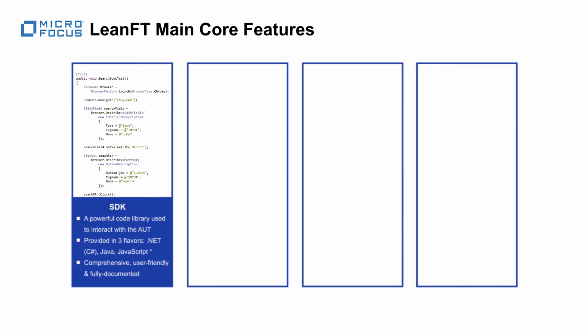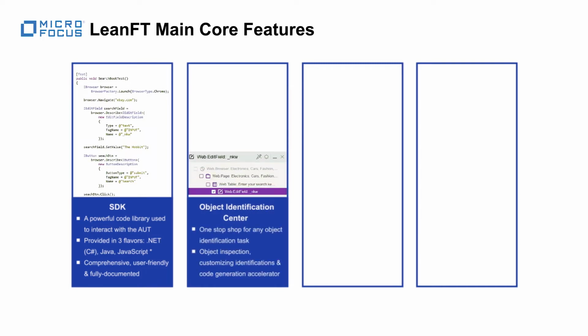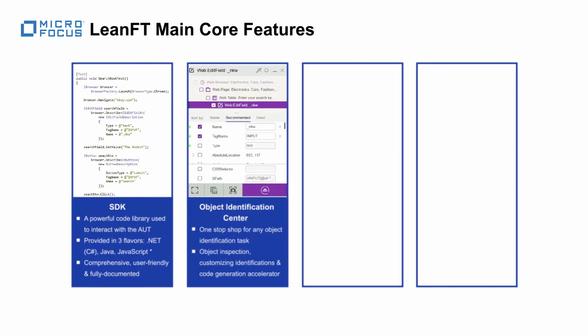As mentioned before, LeanFT provides plugins for each of the supported IDEs that extend that IDE with several LeanFT tools and capabilities. One of the most powerful tools, which is part of the plugin, is the Object Identification Center. The Object Identification Center is used to inspect or spy objects in the application under test, getting their properties and building unique identifications for these objects to be used in the test script. The tool even provides recommendations for a unique identification. Using the tool, it is possible also to customize the object identifications and test them.